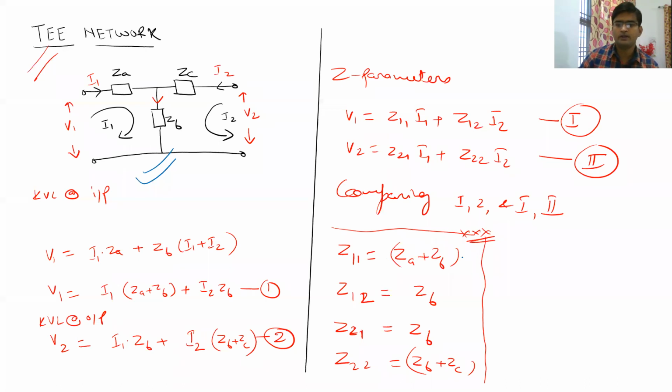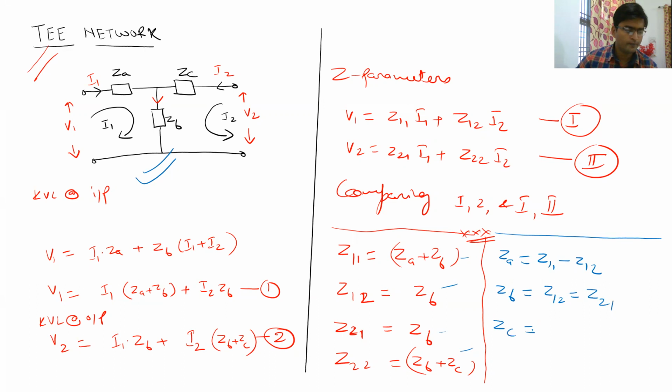Now, if we see all these 4 equations and rearrange them, we can find the reverse values, which means that ZA will actually be equal to Z11 minus Z12. ZB will be equal to Z12, which is basically equal to Z21, and ZC will be equal to Z22 minus Z12. So these values you can find just by using these equations of Z11, Z12, Z21 and Z22. So it can easily be calculated.